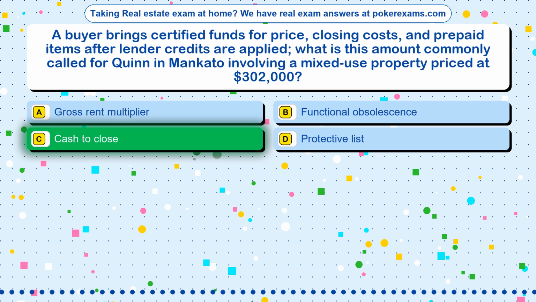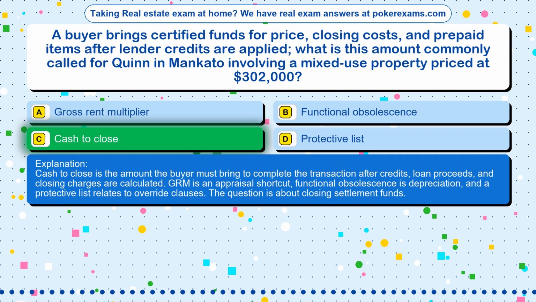The correct answer is option C, cash to close. Cash to close is the amount the buyer must bring to complete the transaction after credits, loan proceeds, and closing charges are calculated. GRM is an appraisal shortcut, functional obsolescence is depreciation, and a protective list relates to override clauses. The question is about closing settlement funds.